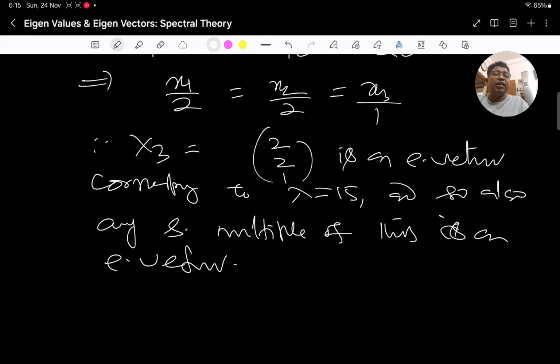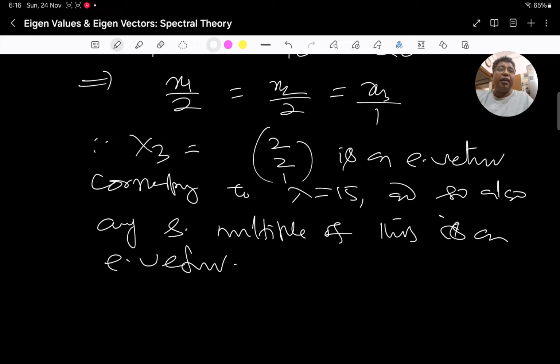In case of distinct eigenvalues, corresponding to each eigenvalue, we will get a fundamental eigenvector. Any multiple of it is also an eigenvector, but it is dependent on this one, so we consider one fundamental one. So as many eigenvalues, as many eigenvectors. Once it is distinct, corresponding to each eigenvalue we will get exactly one eigenvector.